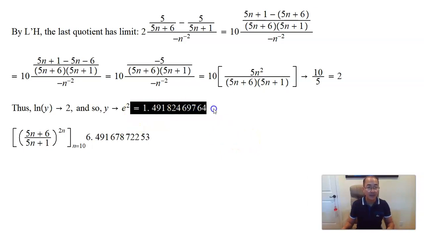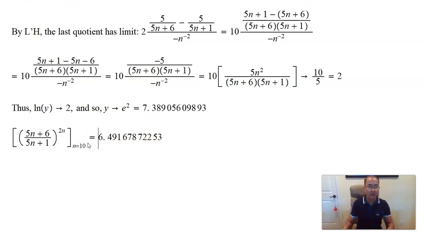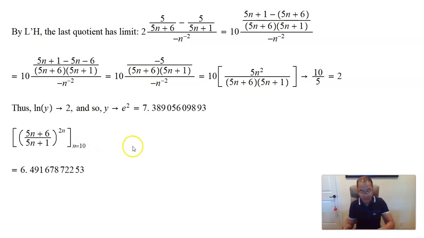And so y itself converges to e to the 2. And what is e to the 2? E to the 2 is about 7.38. Oh my, that is not too close to this number. But we only plugged in n equals 10. What happens if we plug in n equals 100? We're going to get 7.287. A lot closer, don't you think? All right, so that is the correct limit for the first factor. It is just e to the 2.